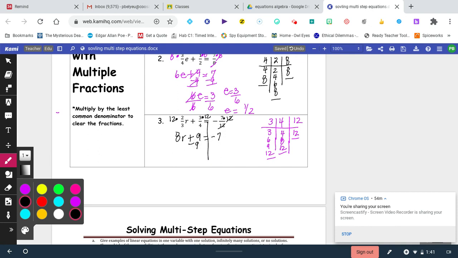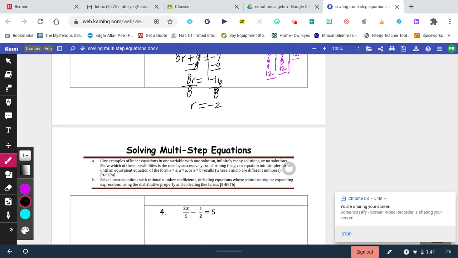So I'm going to get rid of the 9 with a negative 9. It's farther from the variable. So you have 8r equals negative 16. Divide both sides by 8. And r is equal to negative 2. And that's all you do.